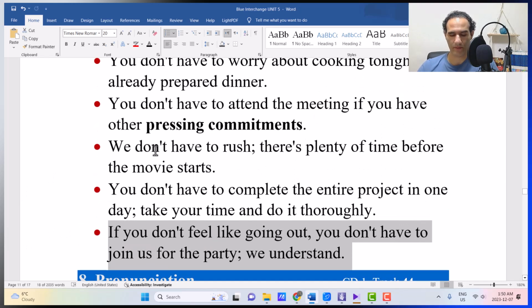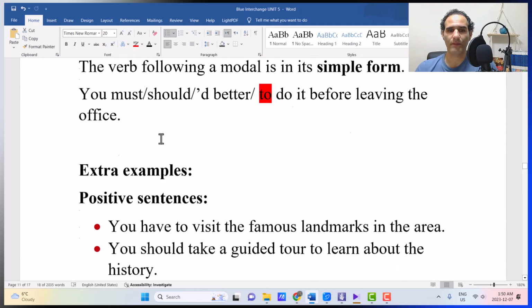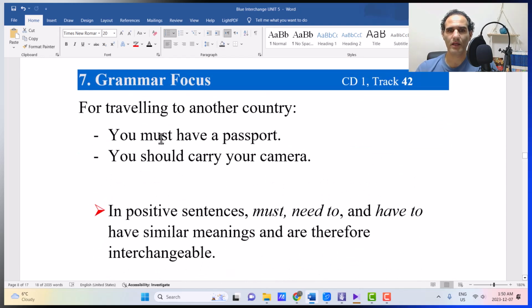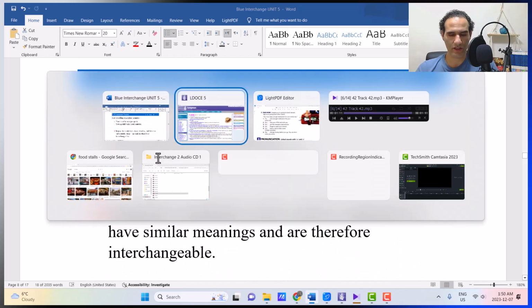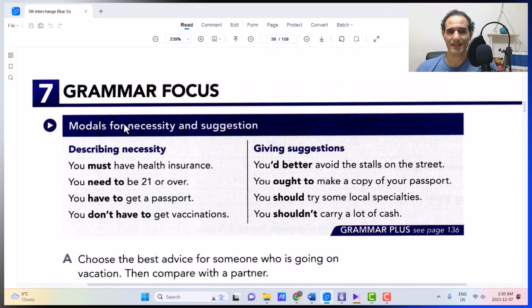So, my dear viewers, what did we talk about here? Lots and lots. We talked about modals of necessity. We talked about modals of suggestion. I told you that in positive sentences, all the three are the same. In negative, the story is different. All these three are the same. Stronger, less strong, less strong.